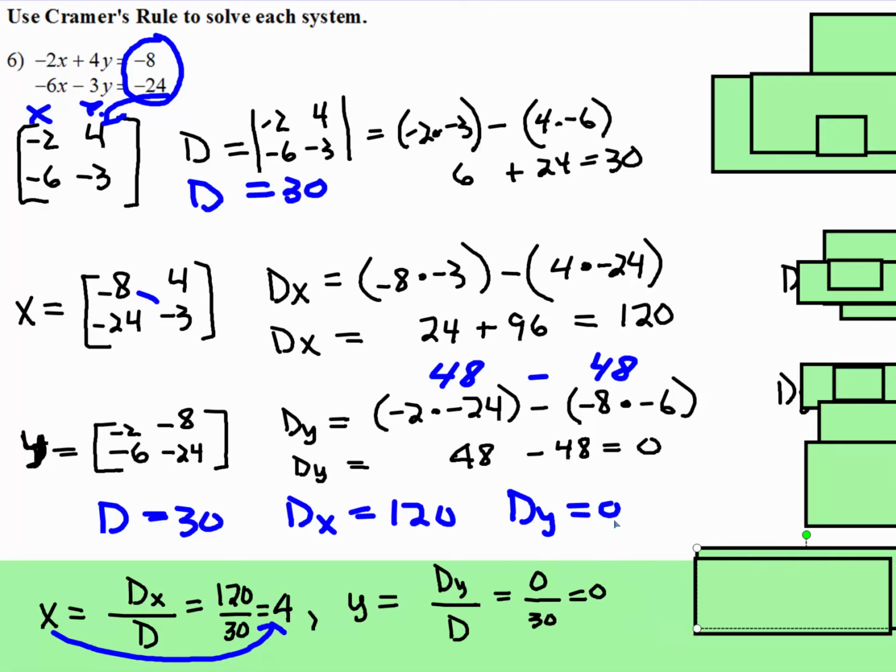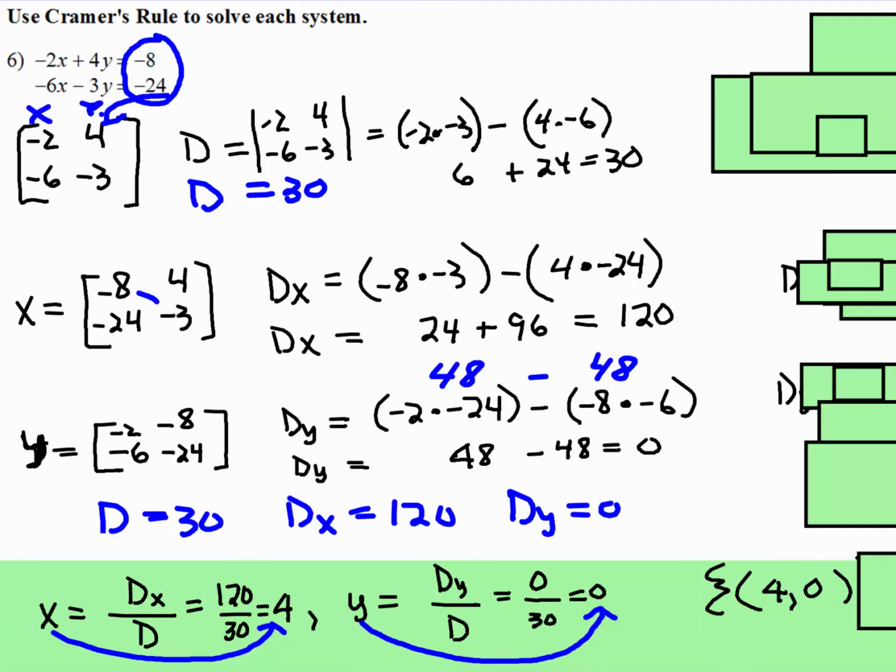So the y value is the determinant of the y, which is 0, over the original determinant, which is 30. Well, 0 divided by any number is 0, so y is equal to 0. And then you're going to put those in the solution set brackets, just like that. Okay, that is it for Cramer's rule. If it's a 3 by 3 matrix, it will be much more complex, but for the 2 by 2, that's it.